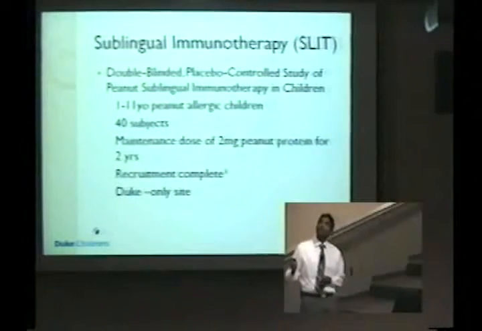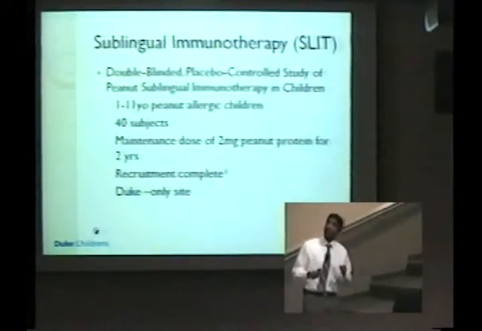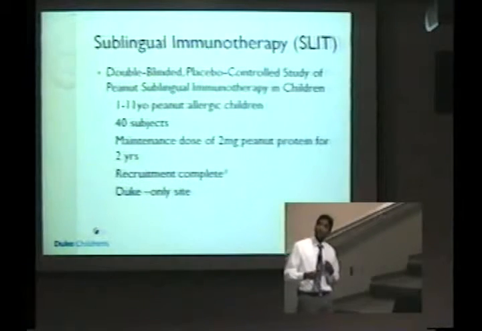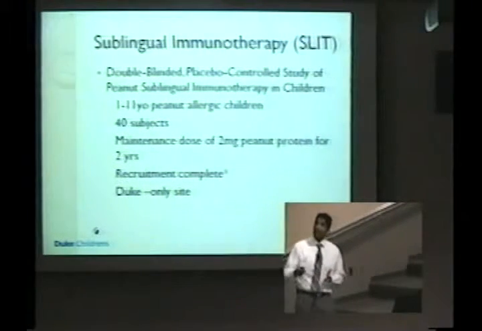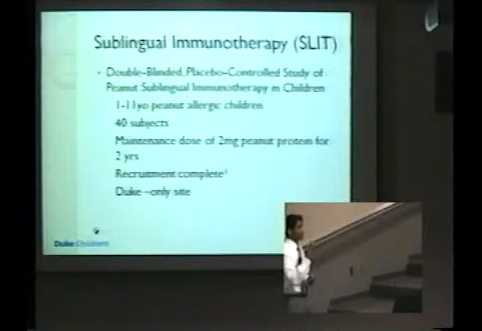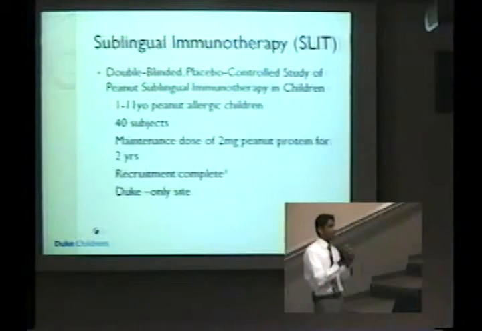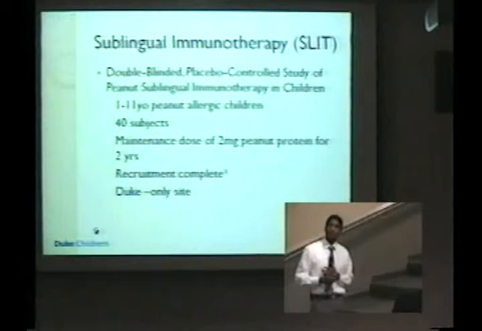So a study looking at peanut SLIT in children, a blinded study. 1 to 11-year-old peanut allergic kids, they have 40 subjects. They stay on the maintenance peanut SLIT for 2 years. You can see here this 2 milligrams is a lot different than the 3,000 milligrams of maintenance dose in the peanut oral immunotherapy. But it's a different route of delivery. So the amount that you give really depends on the route of delivery. So we're hoping that that's enough to actually cause effectiveness.